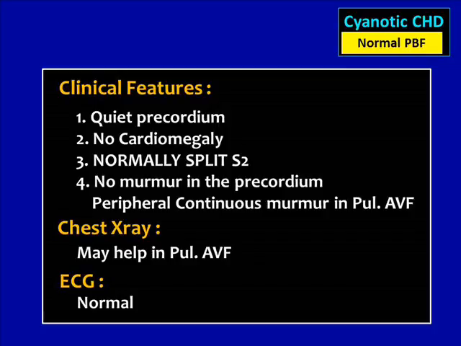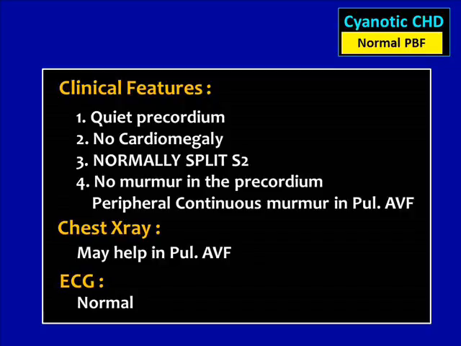Clinically, in both these conditions, the patients have typical clinical features. That is, a normal cardiac examination, meaning these patients have a quiet precordium, no cardiomegaly, normally split S2 always, and no murmurs in the precordium. That means, again, emphasizing that the cardiac examination is normal. Rarely in pulmonary AV fistula, one can hear continuous murmurs in the periphery of lung fields but not in the precordium. The chest X-ray may help in diagnosis.